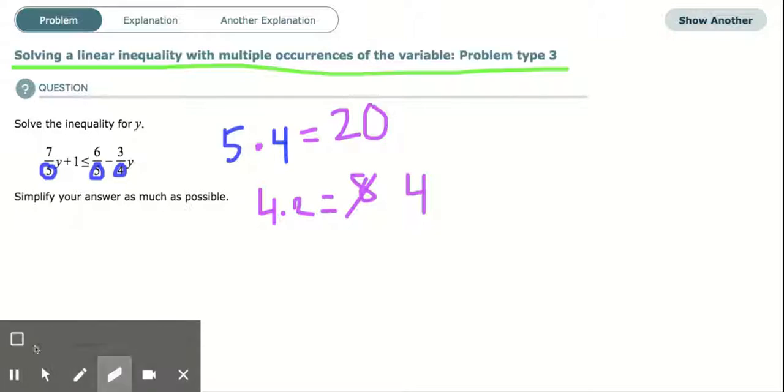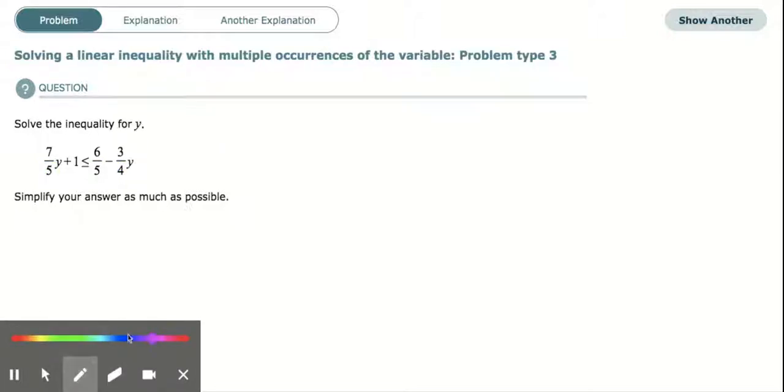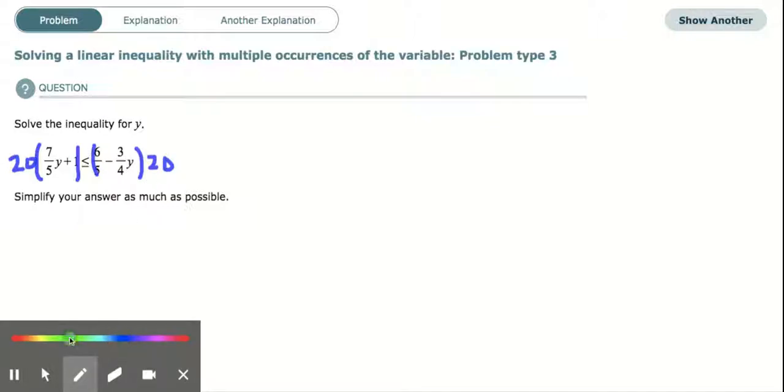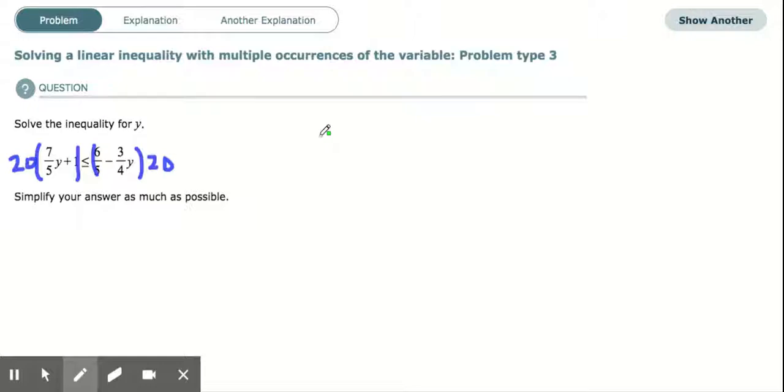I'm going to clear this. Let's go ahead and multiply this whole thing times 20. And I'm going to multiply this whole side by 20 because I need to do the same thing to both sides. And why we're doing this again is to get rid of our fractions. So 20 times 7/5 will be, well, let's see, 20 divided by 5. That will just give us 4, right?